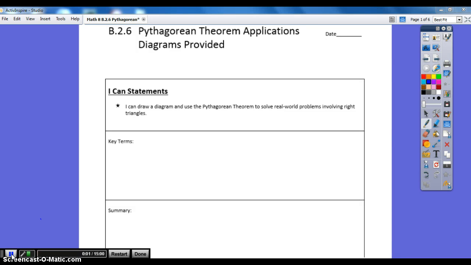Lesson 2.6, Pythagorean Theorem, applications, diagrams provided, meaning today the pictures are there, tomorrow you get to draw them. Now, what you're going to be able to do after today, well, this is more so after tomorrow as far as the drawing the diagram, that'll be tomorrow. You'll use the Pythagorean Theorem to solve real world problems.